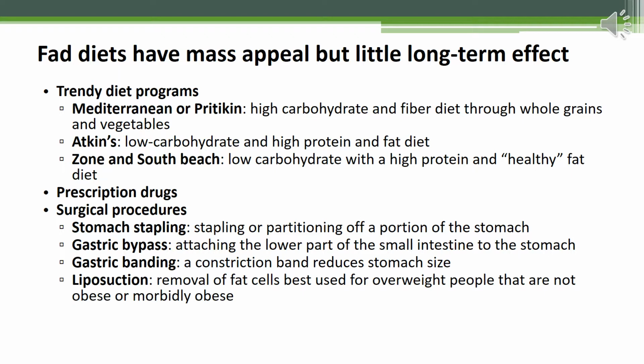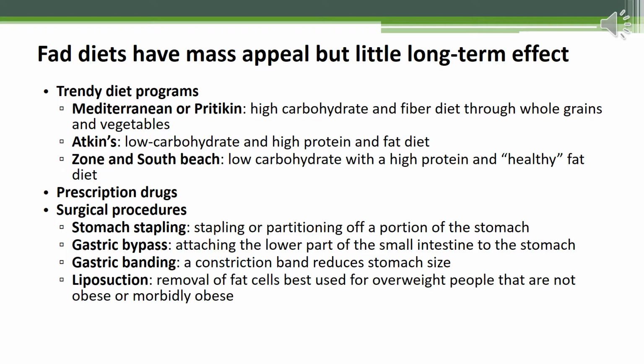And here are some trendy diet programs, or at least some diet programs which have been trendy in the past. There's the Mediterranean or Pritikin diet, which is a diet high in carbohydrates and fiber, which you get from whole grains and vegetables. There's the Atkins diet, which is a low carbohydrate and high protein and fat diet. And I can kind of see how that wouldn't work over the long term.